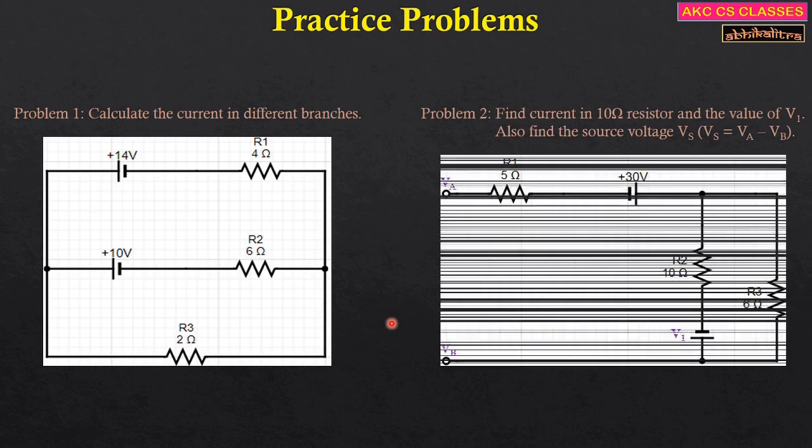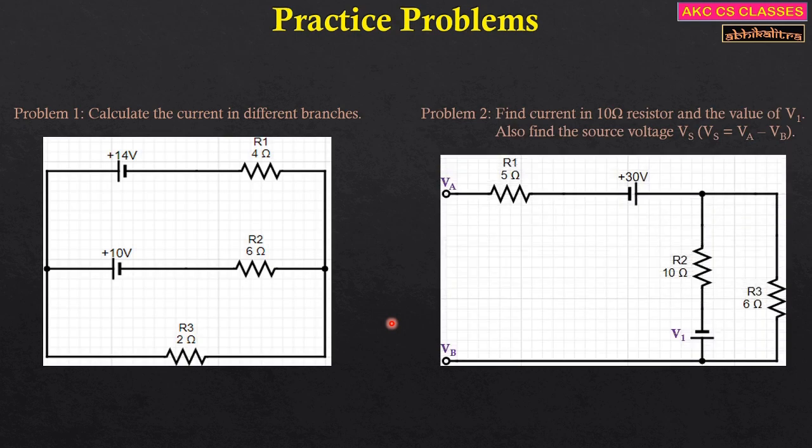Another problem: find the current in the 10 ohm resistor and the value of V1, right? V1 is over here. And also find the source voltage Vs. Vs is basically the voltage in between over here. I have given the hint that Vs is equal to Va minus Vb. You have to find the voltage source as well using Kirchhoff's law. These are the two different problems. I leave them for you as an exercise.